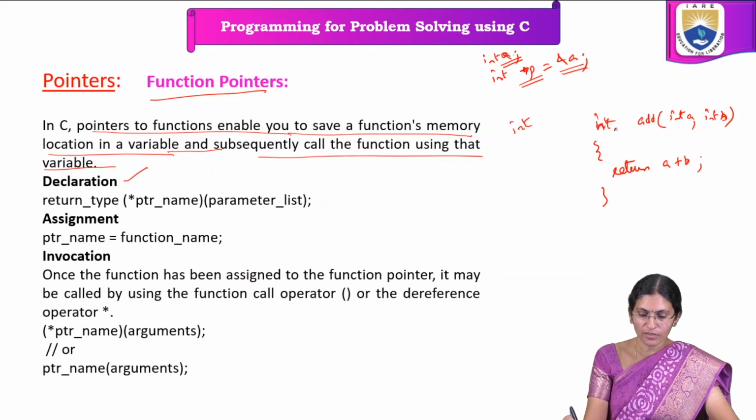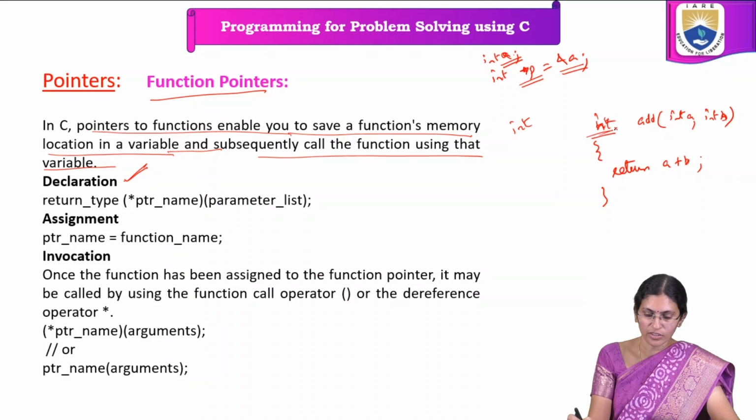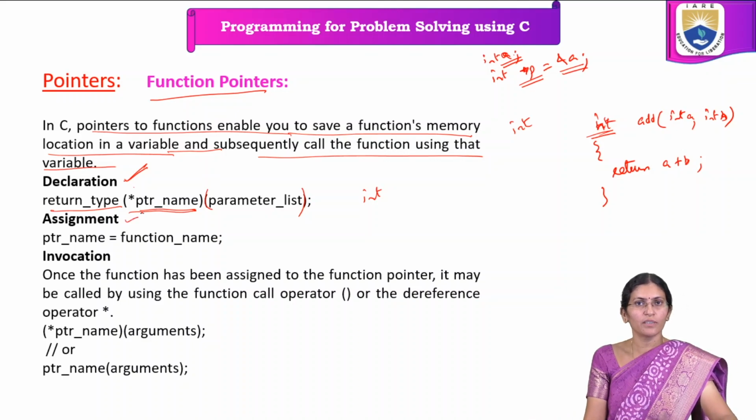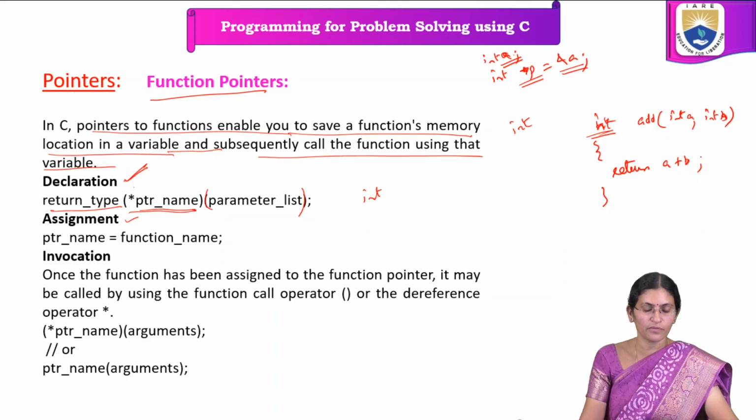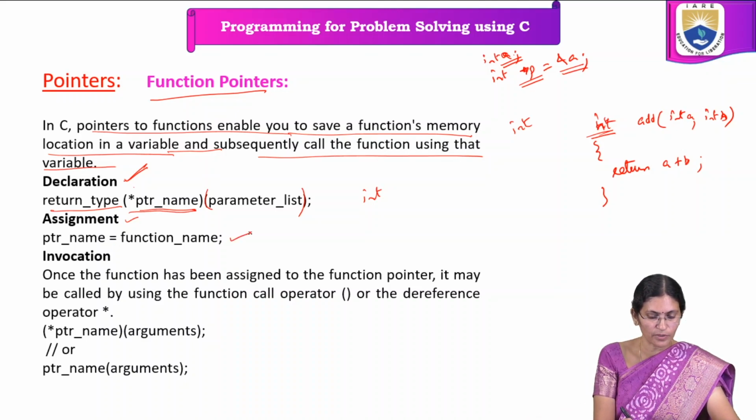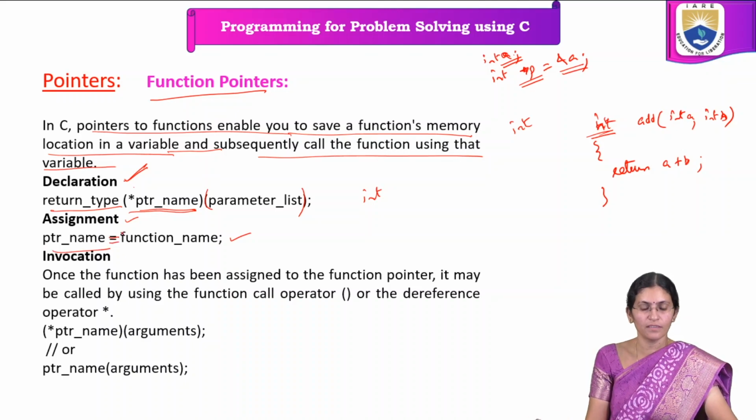So function pointer, you need to declare for this function first. The return type is integer here, so this will be int. First you need to specify the return type, after that star, and then followed by the pointer name, and in brackets you need to specify the data type of the arguments or parameters, followed by a semicolon, and then assignment. Since we are using a pointer to a function, we need to store the address of the function in the pointer. So in this way you can write it: ptr, the pointer name, followed by the assignment operator, followed by the name of the function.